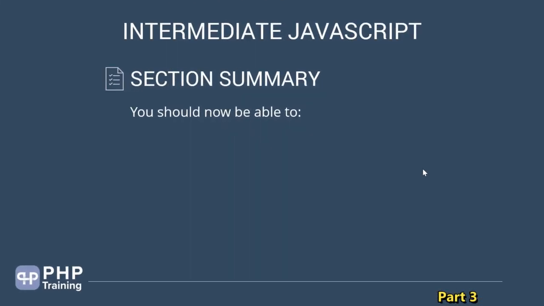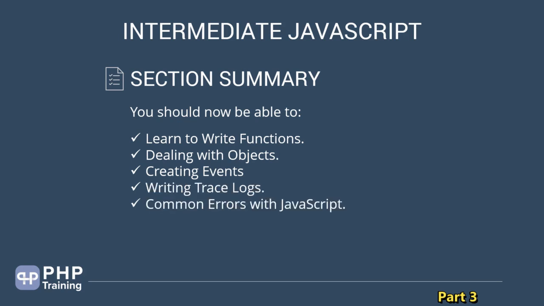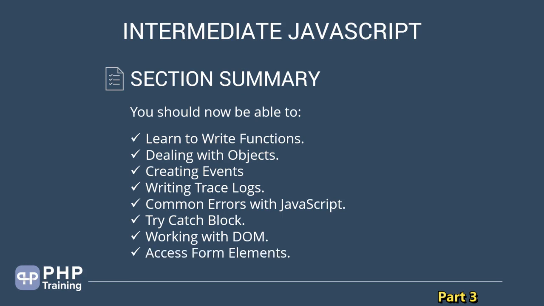Hello and welcome to the summary section for intermediate JavaScript. By now you should be able to write functions, deal with objects, create events, and write trace logs. You should know some of the common errors with JavaScript. You should know how to write a try-catch block. This is very important. You should understand how to write clean code with JavaScript. Then, working with the DOM: how to access those elements, how to change and access those field values, and how to access the form elements. So these are the things that we have covered in this section. I believe you understand all these concepts in JavaScript. Alright, so that's all for this lecture in this section of intermediate JavaScript, and I'll see you in the next one.